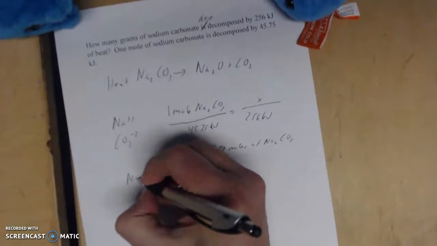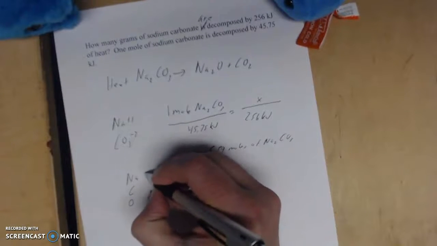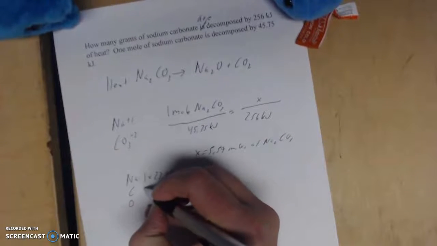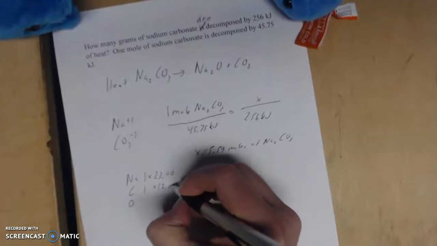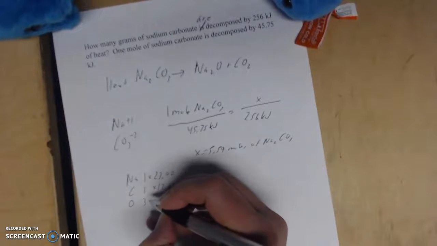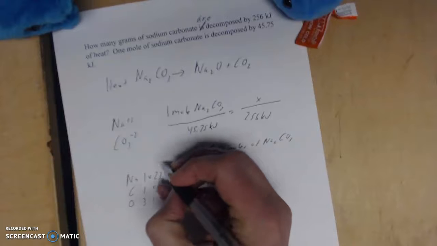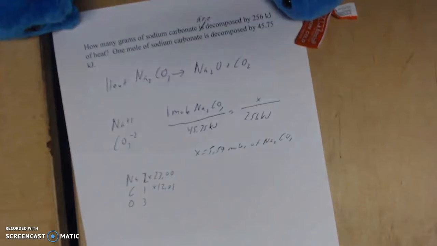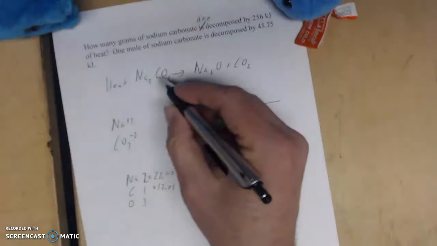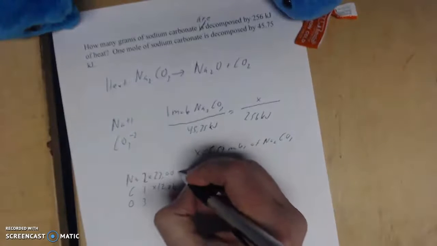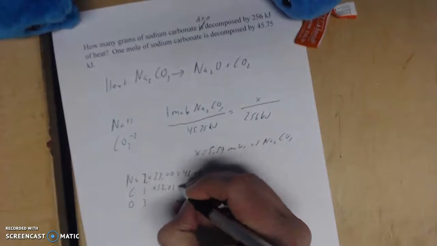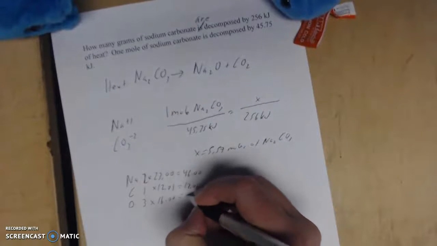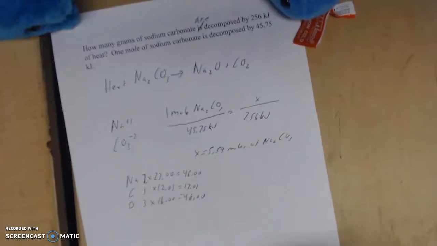So we have sodium, carbon, and oxygen. So 1 sodium, its atomic mass is 23 grams per mole. Carbon, we have 1 times 12.01 grams per mole. And oxygen, we have 3. I'm sorry, we have 2 sodiums there, my mistake. So 2 sodiums, 1 carbon, and 3 oxygens. So that's 46 there, 12.01, and 3 times 16 is 48. Okay, so that's the molar mass of sodium carbonate.